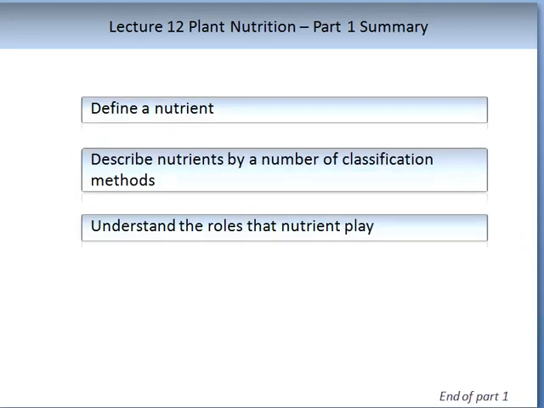So now that we have come to the end of this lecture, once you have reviewed your lecture notes and your recommended reading, you should be able to do the following. Define a nutrient. Describe nutrients by both methods of classification that were presented. And you should be able to begin to understand and be able to describe some of the roles that nutrients play. This is the end of part 1 on Lecture 12, Plant Nutrition.